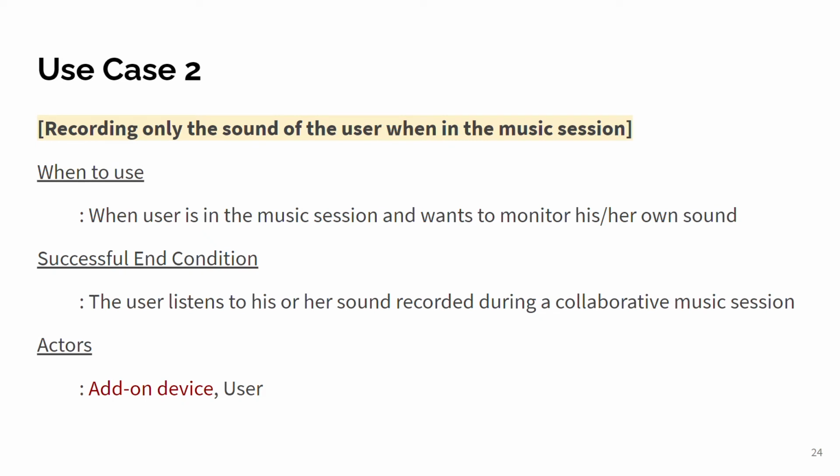Next case is recording only the sound of the users in the music session. It is hard for music players to recognize their own sound in the music session. So we provide the feature that users can record only the sound of their instrument. Successful end condition is that the users listen to their recorded sound and monitor their performance. The main actor is an add-on device that needs to be attached for the recording, and also the users participate as an actor.